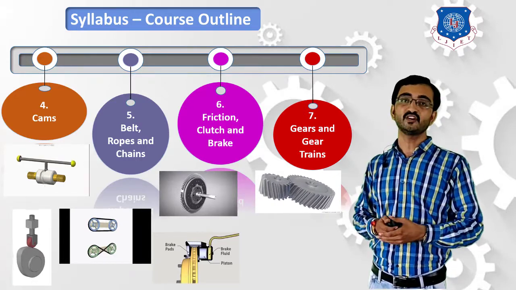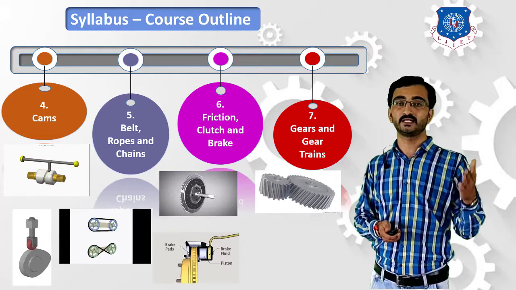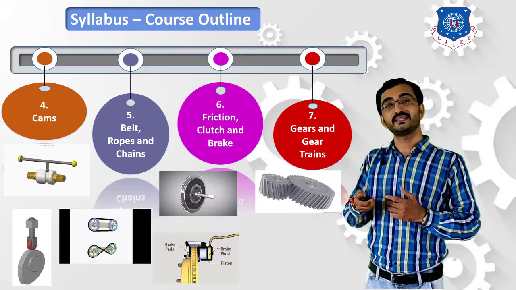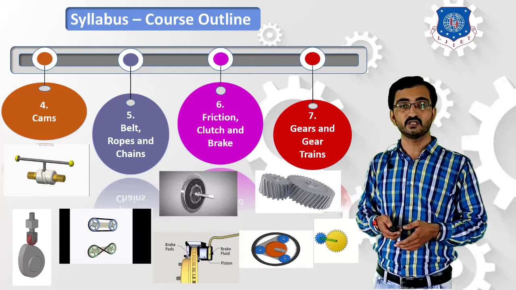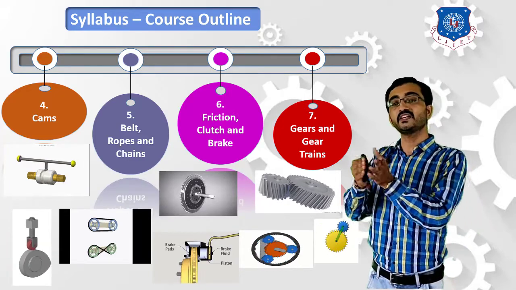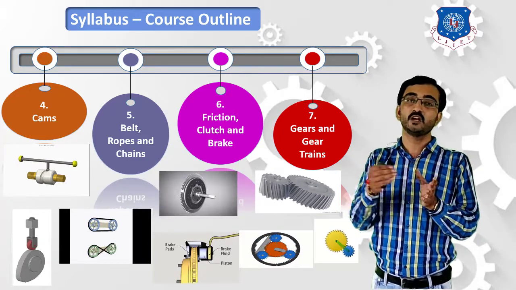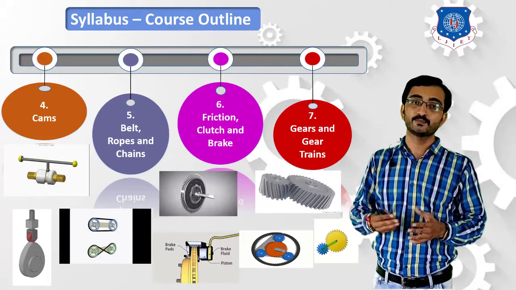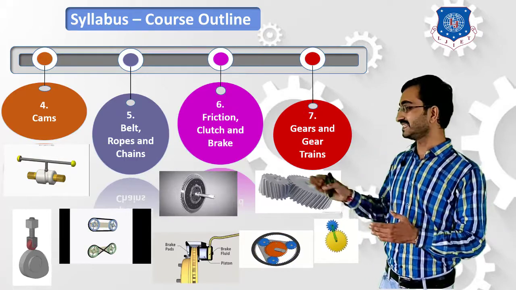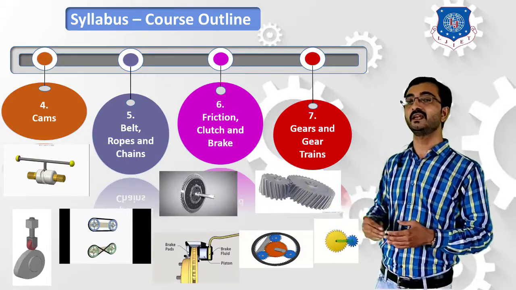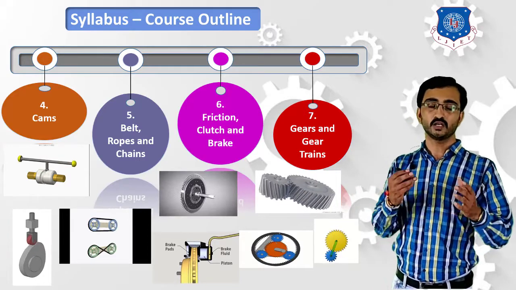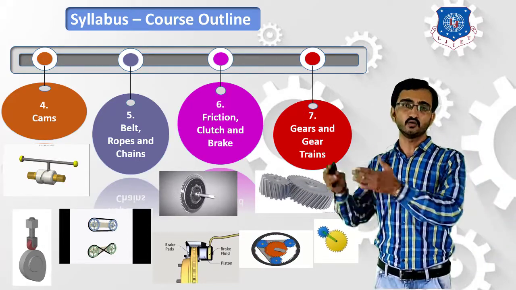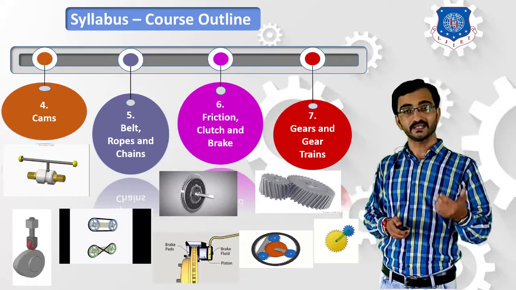The second half of this chapter is about the gear train. As we are aware, gears are mainly used for power transmission, but by using a combination of gears, that is a number of gears, you can develop various types of output. This is an example of an epicyclic gear train and a sun and planet gear train. So in this chapter we will learn about the various types of gears and gear trains.